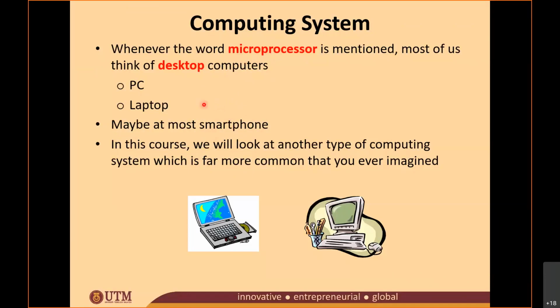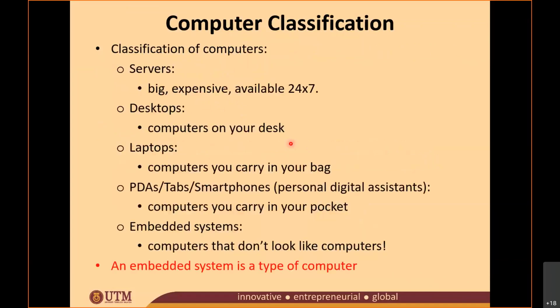But in this course here, we will look at another type of computing system which is far more common than you ever imagine. Apart from the PC, laptop, and smartphone, we have other types of computing system that you will learn in this course. So let's look at the computer. Before we go into more details on the computer, let's look at the computer classification. The classification of the computer can be divided into 5 types.